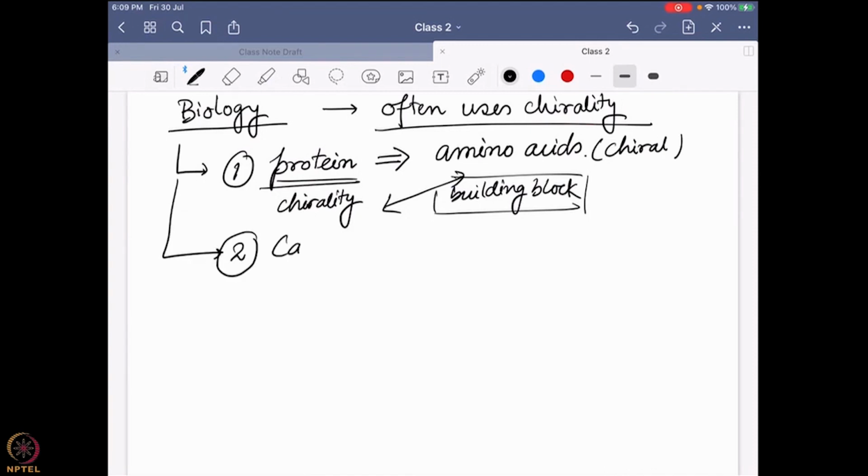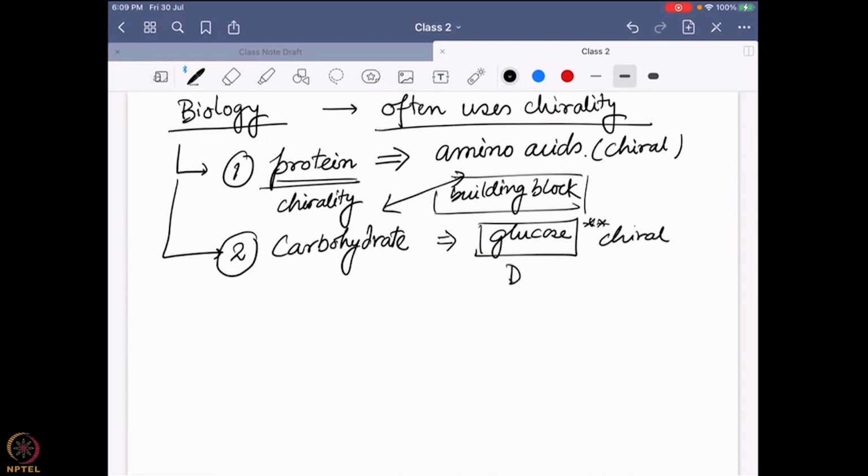Second one, the carbohydrate. Carbohydrate also plays a huge role in biology. For example, all of us are right now running on the energy of ATP, and the ATP energy is actually harnessed from glucose. And this glucose is one of the carbohydrate systems, which is also chiral. We say it is D-glucose.